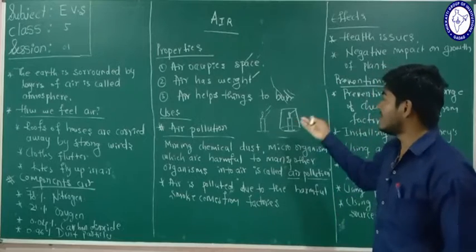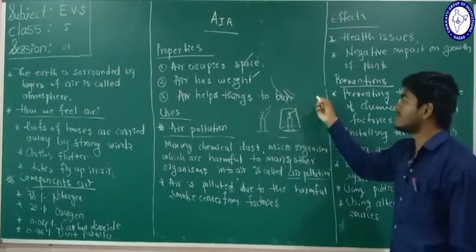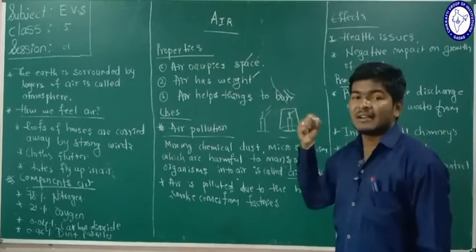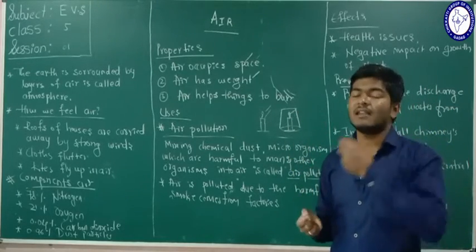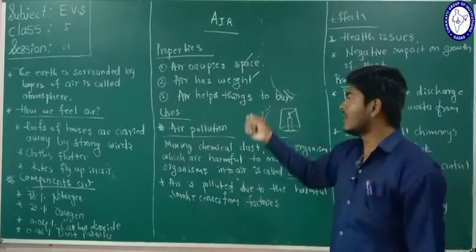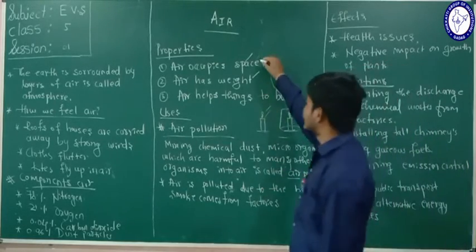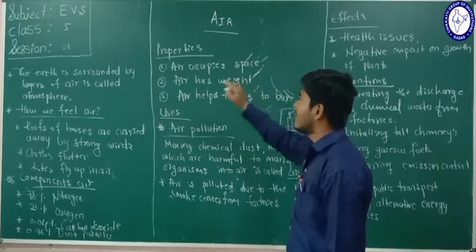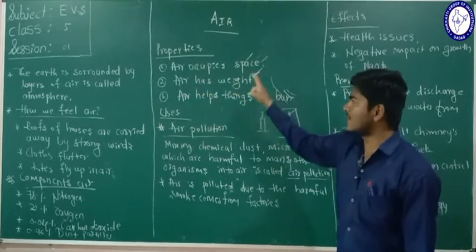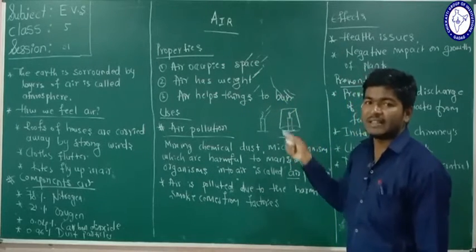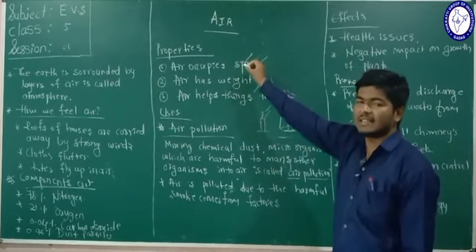So that shows here air helps things to burn. If there is no air, nothing will burn, any fuel will not burn. So the fuel needs air to burn. So these are the three properties of air, that is, air occupies space, air has weight, air helps things to burn. These are the most important properties of air.